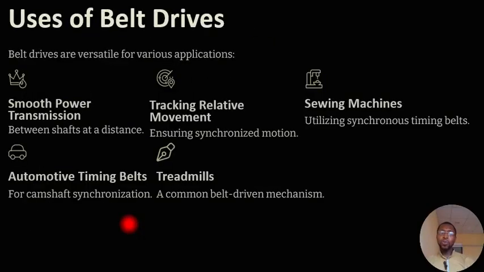Let's now go into their uses. The uses of belt drive. Generally, whether it is belt drive or the chain drive, they are both used for transmission of power. Okay. Now, another use or application of belt drive is that it is used in tracking relative movement. You want to track relative movement between two objects, then the belt drive can be used.